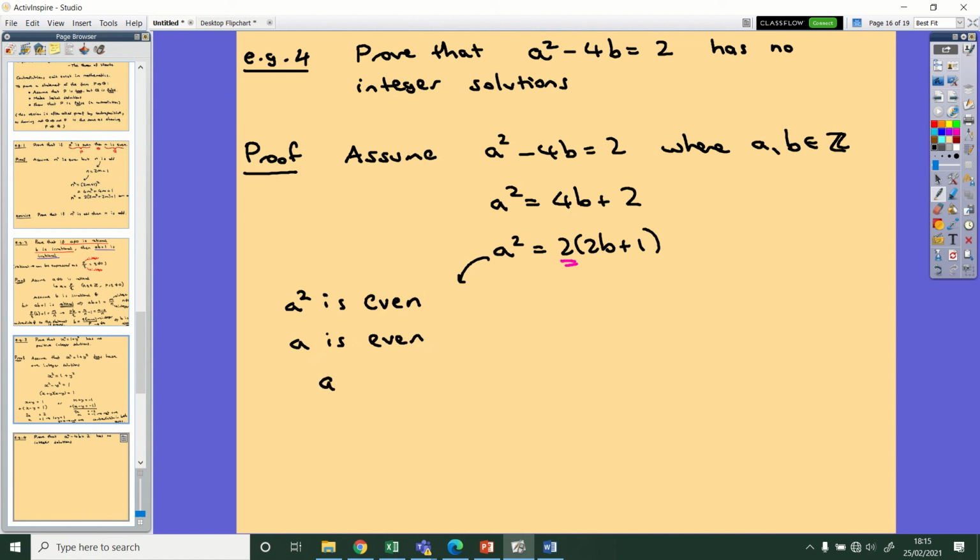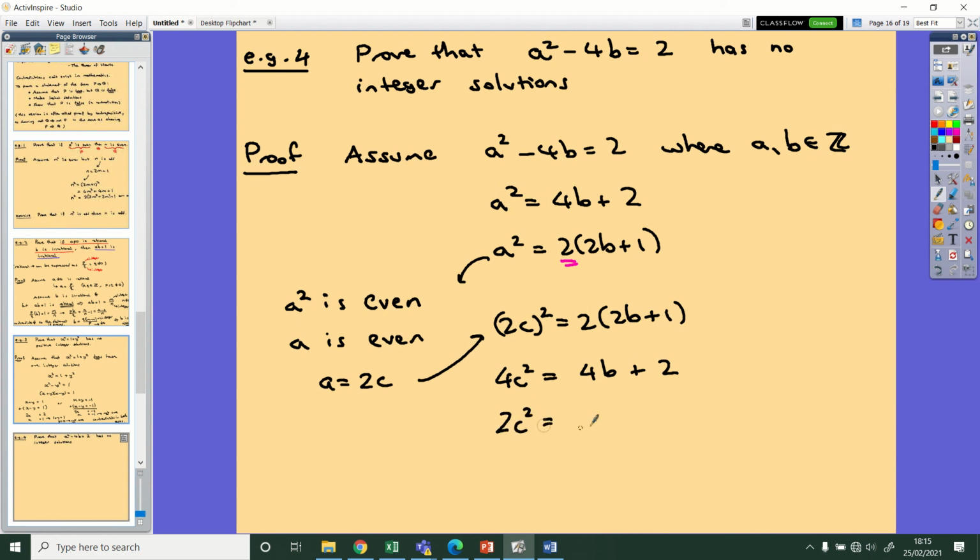A is even, that means that a is 2 times, let's call it c, because I haven't used c yet. So then if I were to plug 2c back into my equation, let's do that. I'm going to put it back in here. So then that means that 2c all squared equals 2 times 2b plus 1. And then that means that 4c squared equals 4b plus 2. Now what I'm going to do is divide by 2. 2c squared is 2b plus 1.